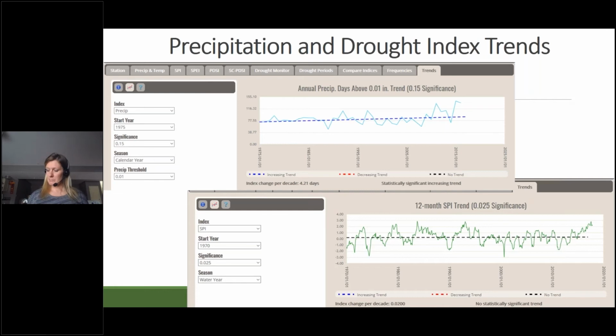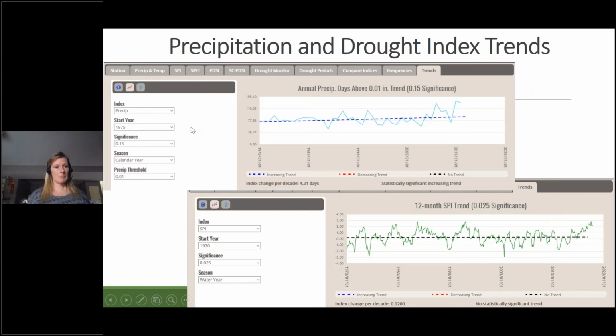And basically it's saying that per decade, we've seen a little over 4 days more of precipitation than we had through the history. And so these are just some ways to, again, differently look at the data, not only over the entire period of record, but again, if you look at the left-hand menu, you can see that you can choose the start year.